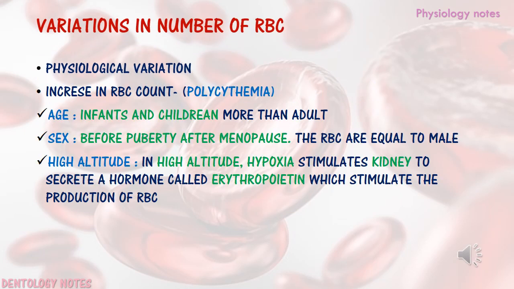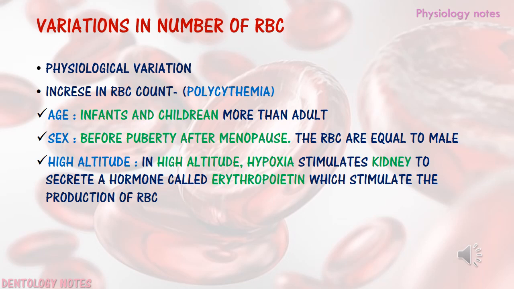Variations in number of RBC. Physiological variation. Increase in RBC count, polycythemia. Age, infants and children have more than adults. Sex, before puberty and after menopause, the RBC count is equal to that of males.